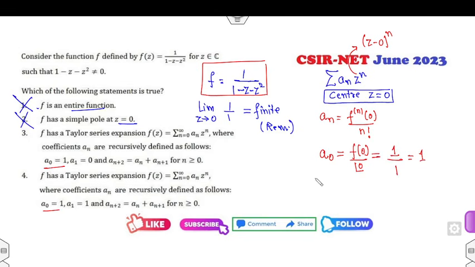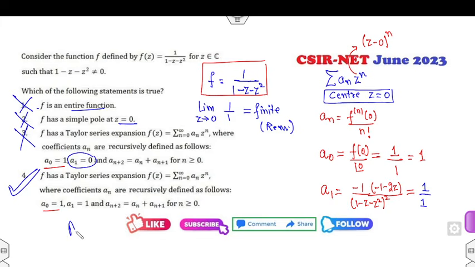A0 is 1. A1 is the first derivative of this, minus 1 over 1 minus z square into minus 1 minus 2z, over 1 factorial at the point z is equal to 0. What is the value at the point z is equal to 0? It is 1 over 1. So a1 is 0 is the wrong answer. Only the left option, D, is my correct answer, because you can see this is false.